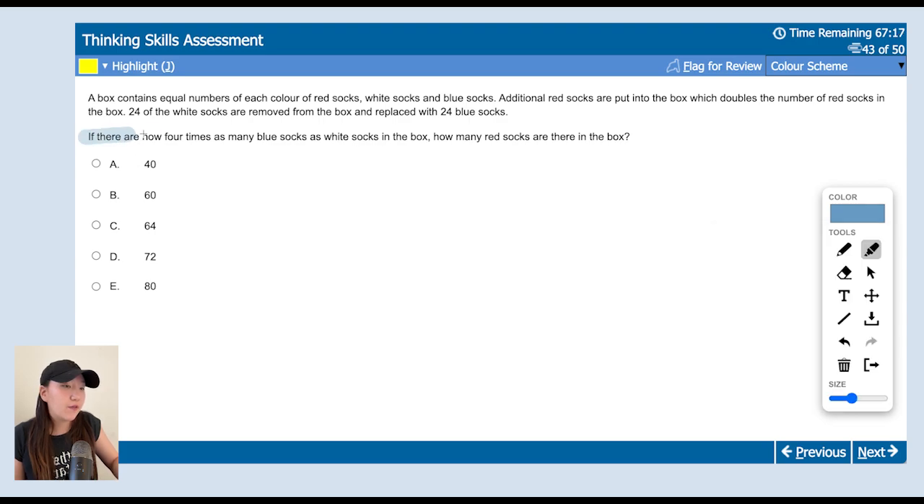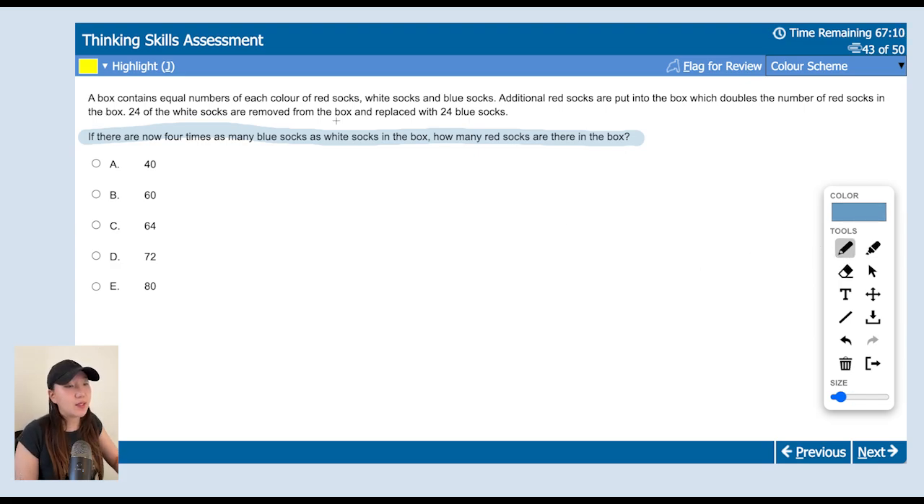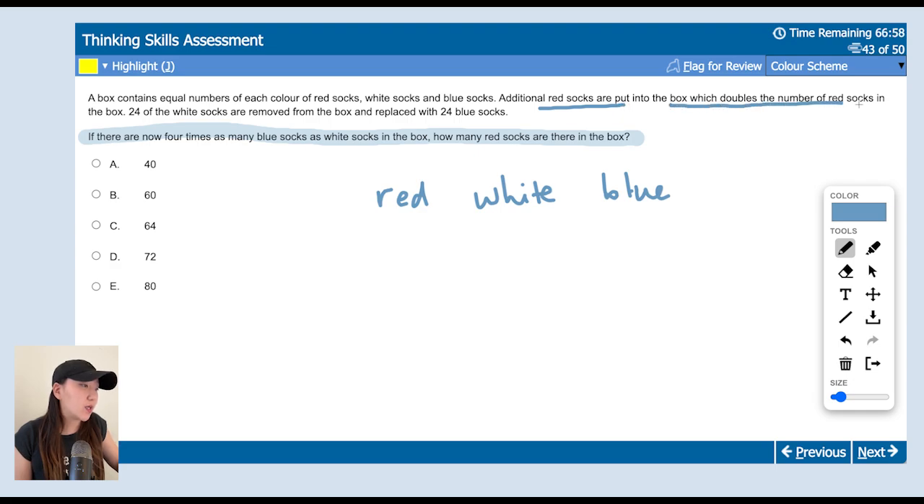Okay. If there are now 4 times as many blue socks as white socks in the box, how many red socks are there in the box? Let's see what we mean by this. A box contains equal numbers of each color of red socks, white socks, and blue socks. Then additional red socks are put into the box, which doubles the number of red socks in the box. 24 of the white socks are removed from the box and replaced with 24 blue socks. And then we have this final rule down here. There are 4 times as many blue socks as white socks.